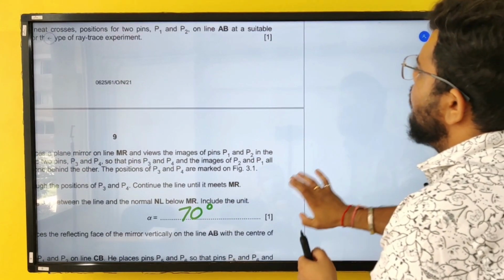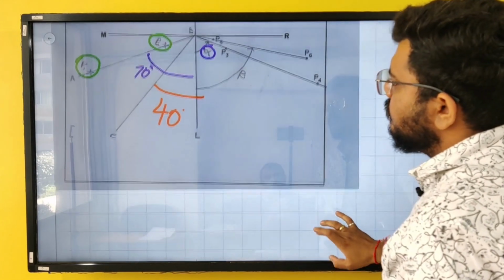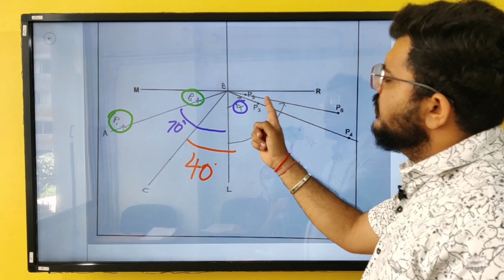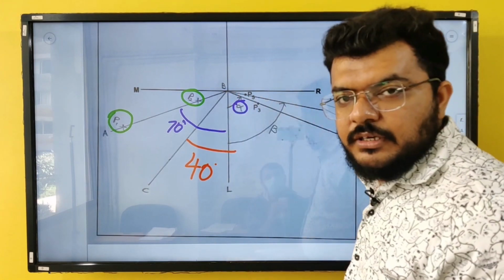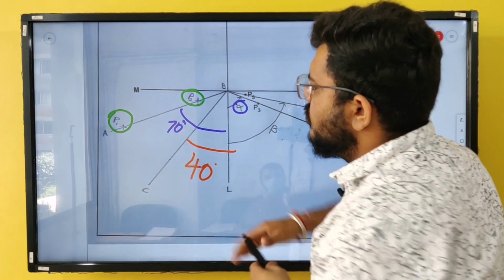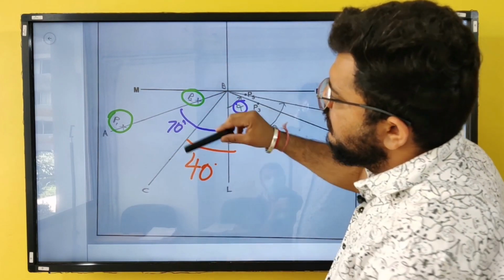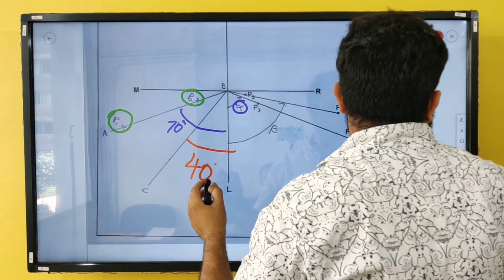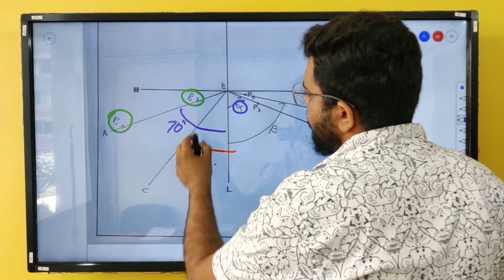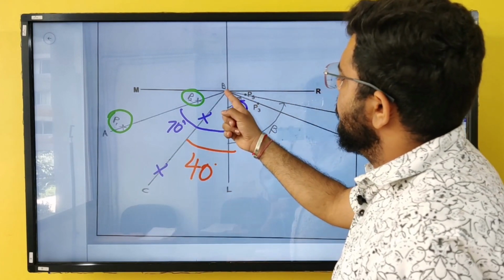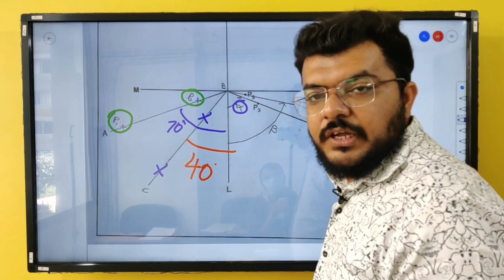So again, now let's go back to our diagram. So what are they asking? They are asking first P5 and P6, you draw this P5 and P6, make it meet B, right? He had kept the mirror here. Instead of this, he had changed the position of the mirror and kept it here. Now what he did, he placed pins here and it appeared that these pins were in alignment with P5 and P6.